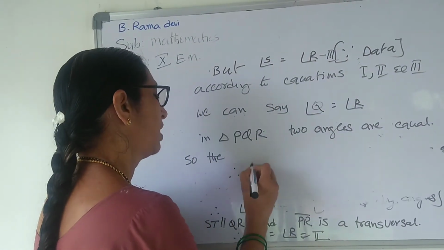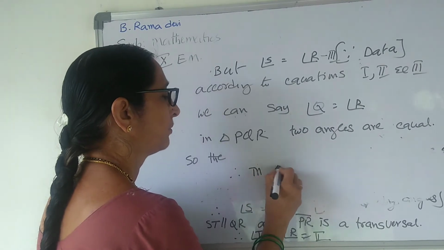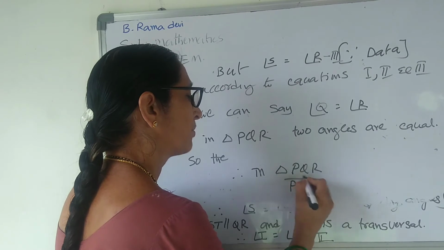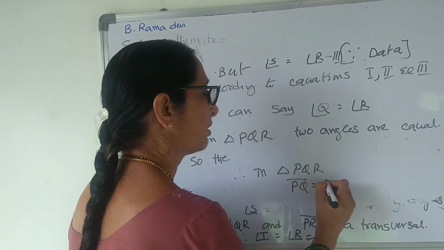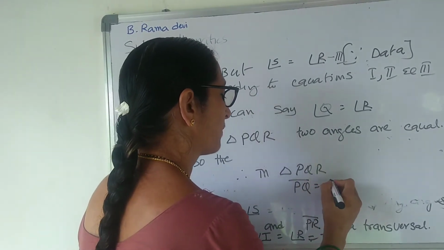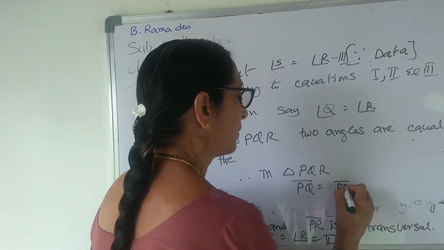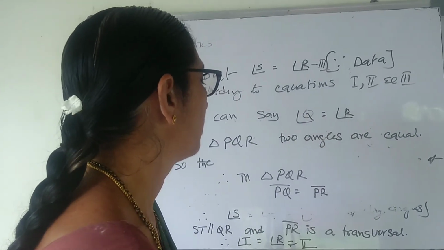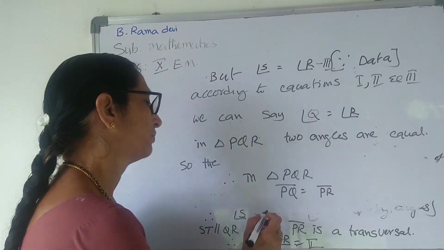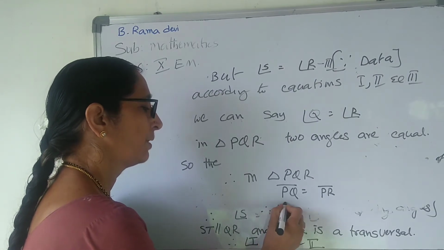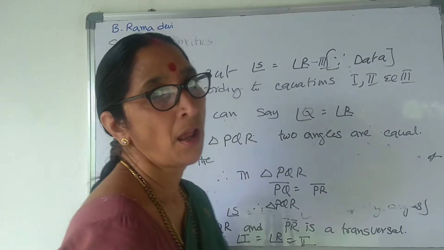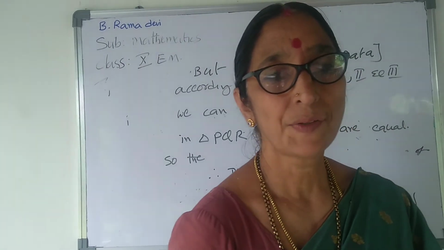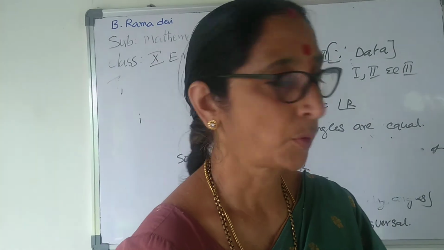So in triangle PQR, side PQ is equal to side PR. PQ is equal to PR. Therefore, triangle PQR is an isosceles triangle. Thus, it is proved.